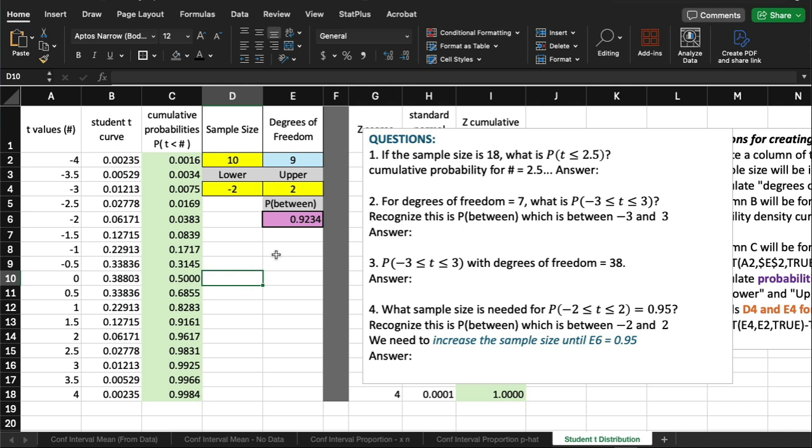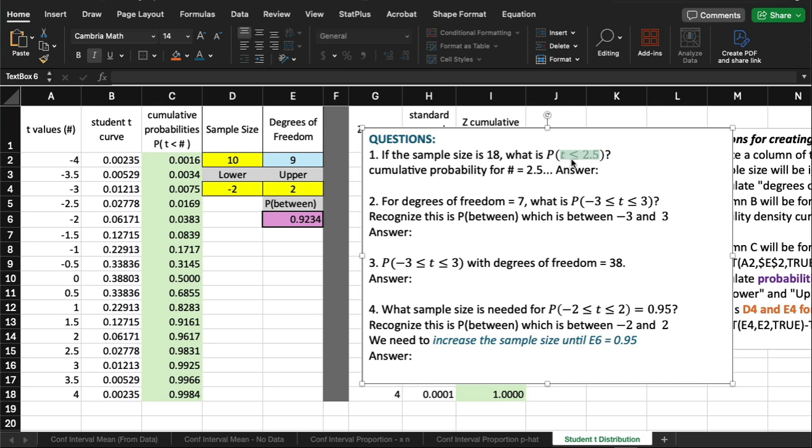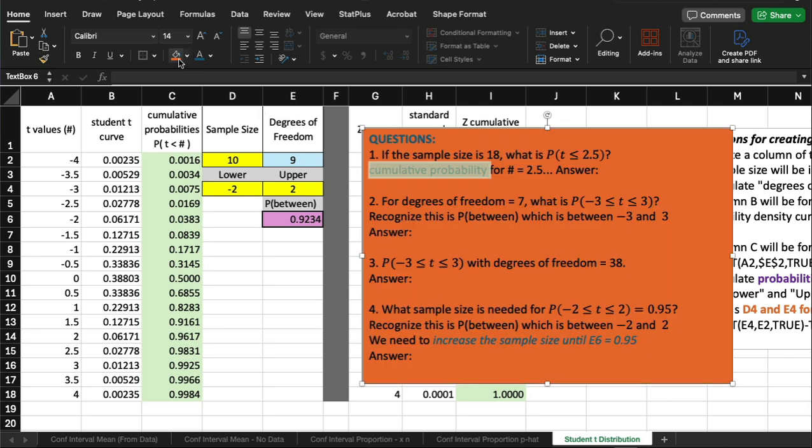And if we read the first question, it says, if the sample size is 18, what is the probability, so capital P is probability of, parenthesis of, t being less than or equal to 2.5. So when we see that inequality, t less than or equal to 2.5, we should immediately think, okay, that is the cumulative probability.